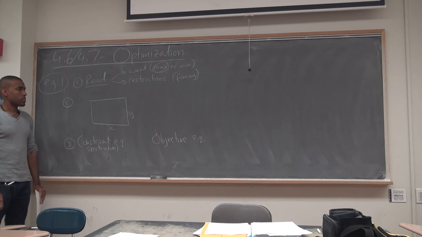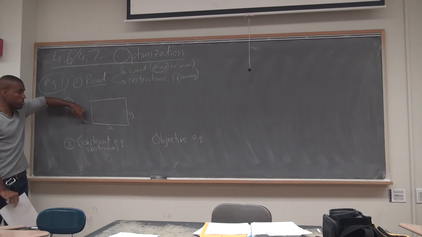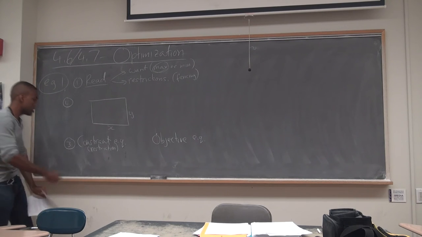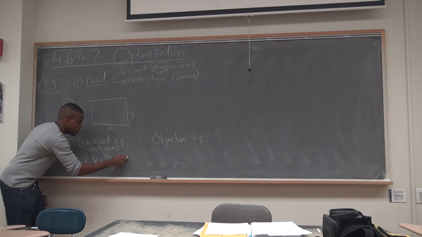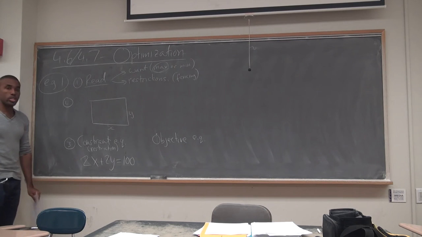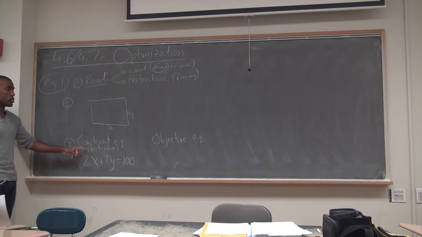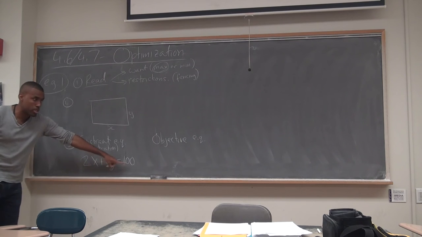2x plus 2y equals 100. Right, the perimeter, the length around this box should be 100, right? So 2x plus 2y must be 100. That is my constraint equation. This is an equation that describes the restriction that I have. Namely, the amount of fencing must be 100.